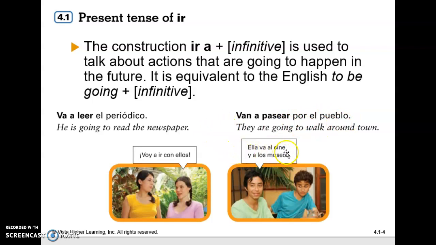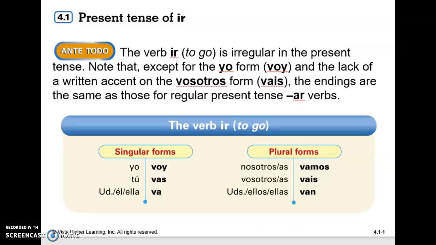Ella va al cine y a los museos. She goes to the movies and to the museums. Now, what happens if I want to say yo? Yo voy al cine. Yo voy a los museos. Okay? So you have to come back in here and see which one you're talking about, who you're talking about, and what conjugation you're going to use for that person.